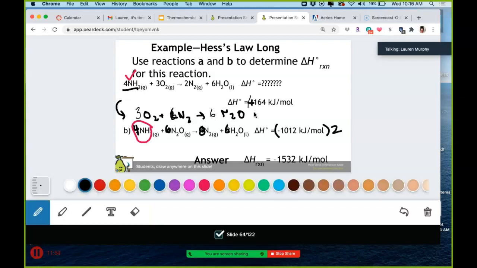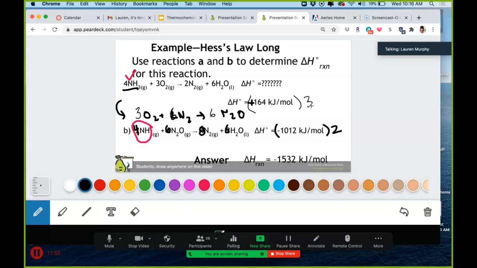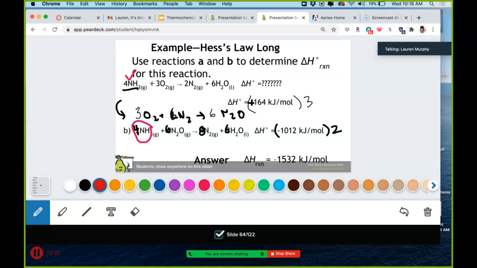Now, you still have to multiply this by 3 also. Everything gets multiplied by the same. So I go, okay, I've now handled my 3 oxygens. Here they are. Okay, so let's keep going.